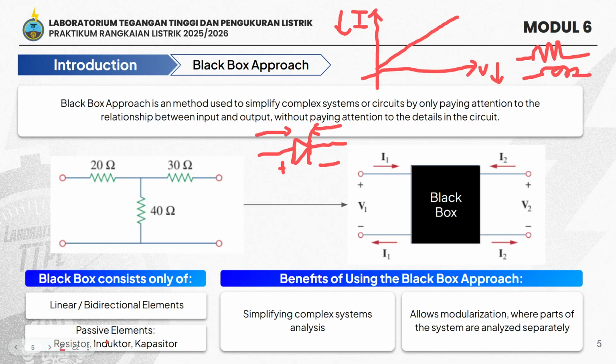And the second one is passive elements such as resistor, inductor, and capacitor. Basically, passive elements are elements that can only absorb and store energy in the component without really generating energy itself. Components that can generate energy are such as a power supply or generator and motor, if you learn it in the next semester, I hope. And the benefit of using the black box approach is to simplify complex systems analysis and allow modularization, where parts of the system are analyzed separately.